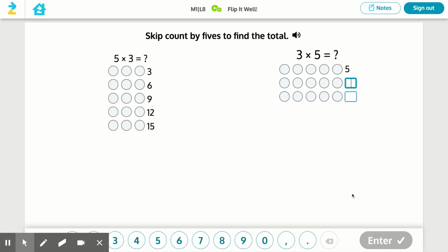Now, let's rotate our array and count by 5s. The first row is 5. How many do we have by the end of the second row? Tell me in your Nearpod. That's right, 10. And the last row, please. You guessed it, 15.